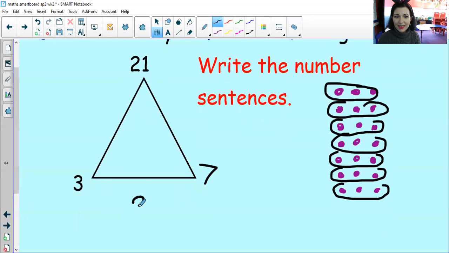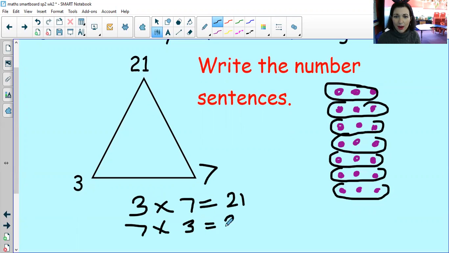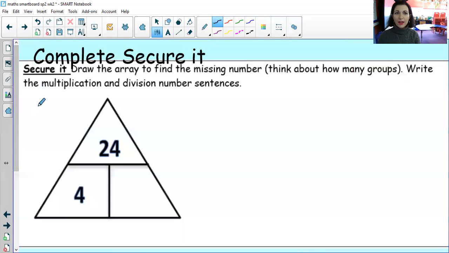Okay, and my number sentences are 3 multiplied by 7. So 7 groups of 3 is 21. 3 groups of 7. You can see that there. 1 group of 7, 2 groups of 7, 3 groups of 7 is 21. And 21 divided by 3 is 7. And 21 divided by 7 equals 3. There we go. Okay, you're ready to do your own one.